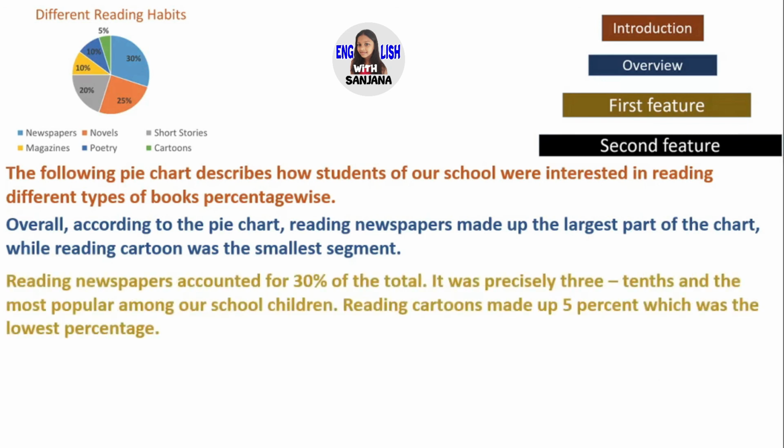First feature. Reading newspapers accounted for 30% of the total. It was precisely 3/10 and the most popular among our school children. Reading cartoons made up 5%, which was the lowest percentage.